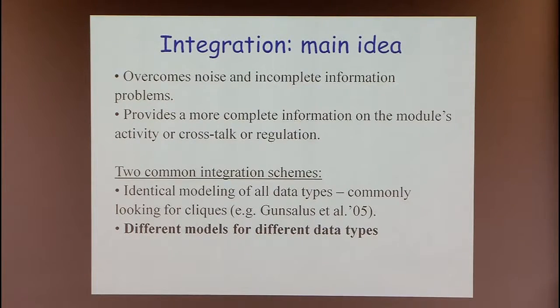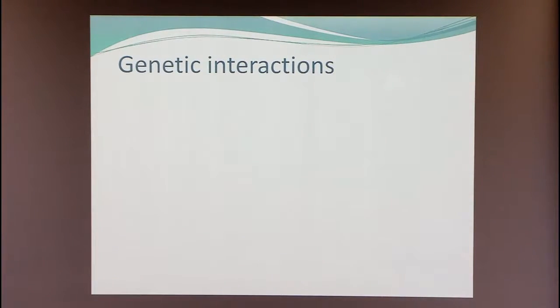The other way people have been trying to integrate information is by using a different model for different data types and taking all of them together in order to form something that is coherent. And I will try, in the few minutes that I have left, to give you one such example. The example I'd like to talk about is a paper from the lab of Trey Ideker about integrating protein interactions with genetic interactions.